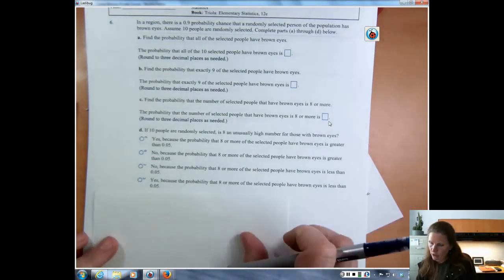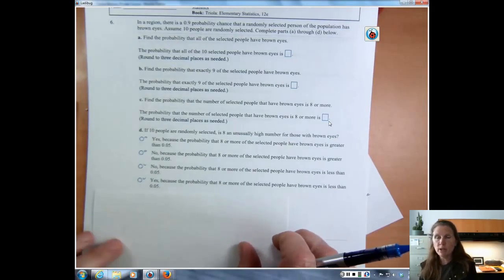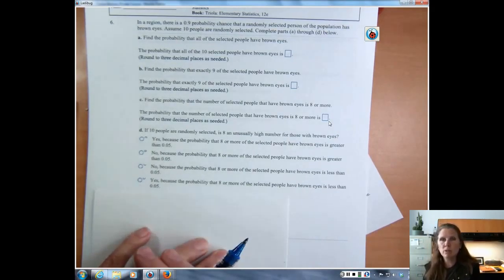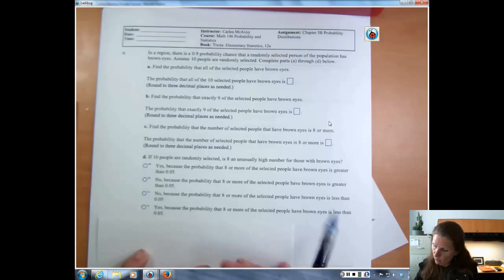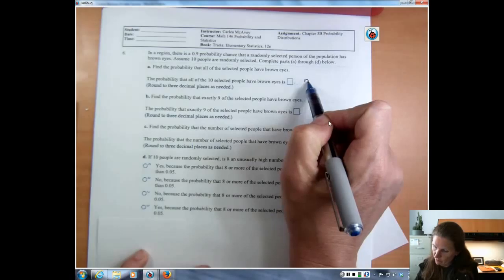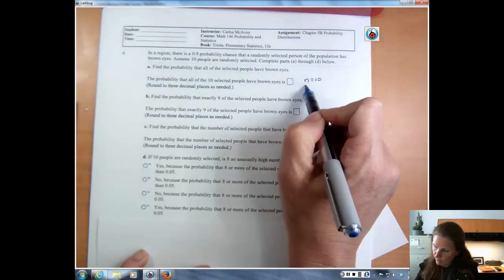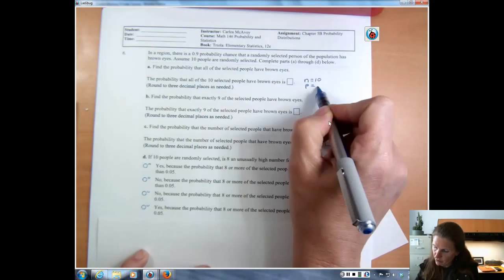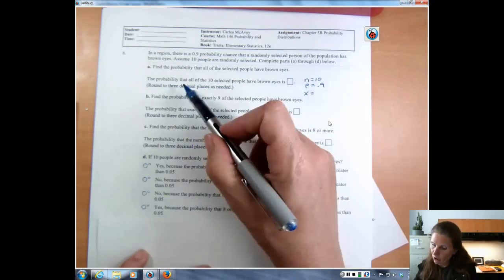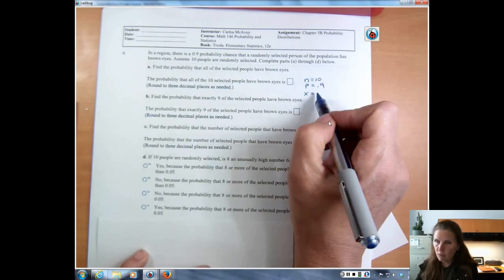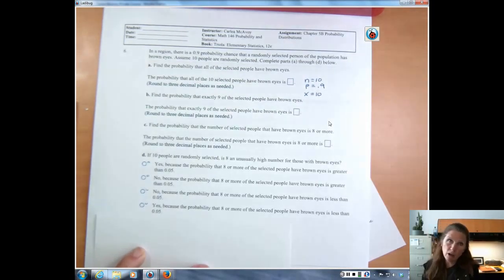In a region, there is a 0.9 probability that a randomly selected person in the population has brown eyes. Assume 10 people are randomly selected. Okay, so what do we have for our n and our p and our x here for part A? Well, I know that there are going to be 10 people selected. I know the probability because they told me it was 0.9, and so I need to figure out what x is, or the number of successes. The probability that all the 10 people selected have it means the number of successes is 10.